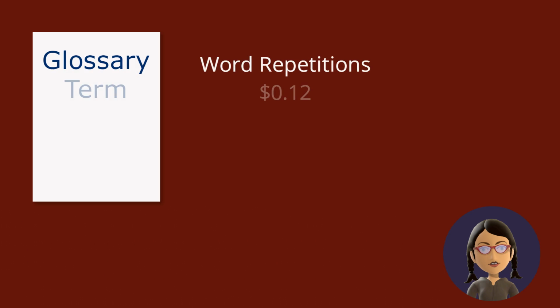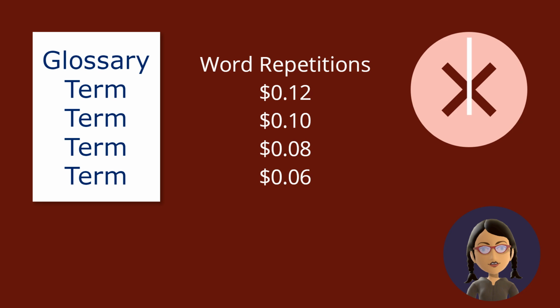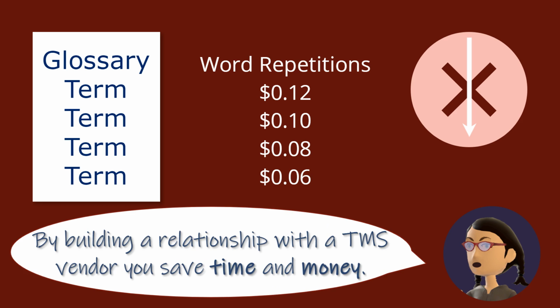As the glossary increases and more projects are completed, the TM discount increases. The translation error rate also decreases with each translation. That is why it is important to build a relationship with a translation vendor rather than taking the lowest bid for each project. By building a relationship with a TMS vendor, you save time and money.